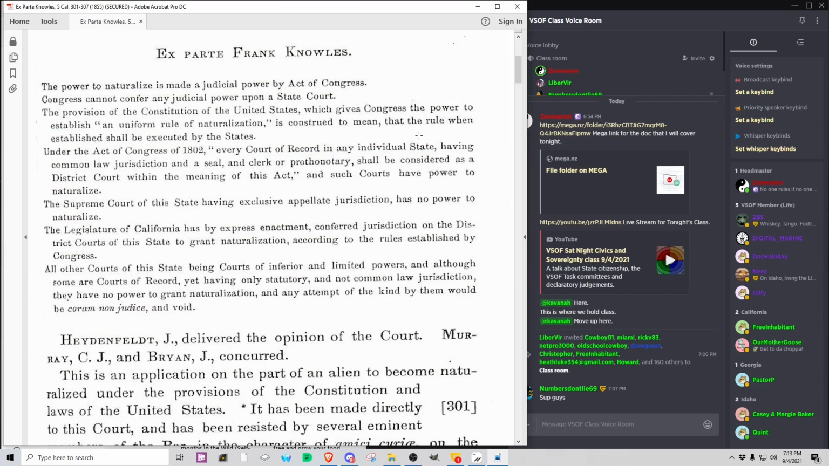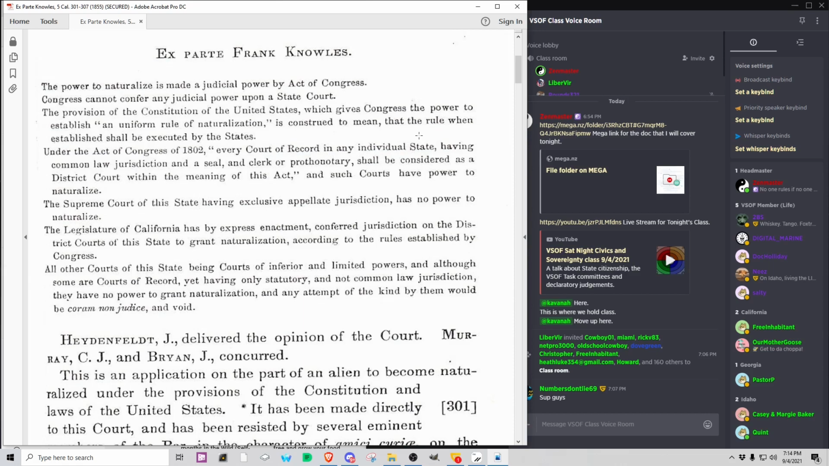And such courts have power to naturalize, right? So only a court of record, only a state court of record has the power to naturalize. That's the important thing that I want you to understand about that particular sentence. All right, next. The Supreme Court of this state, having exclusive appellate jurisdiction, has no power to naturalize. And of course, they're talking about California.